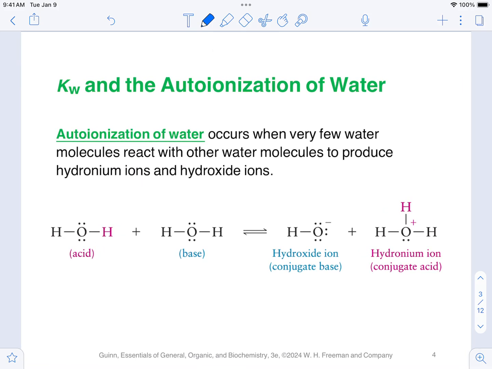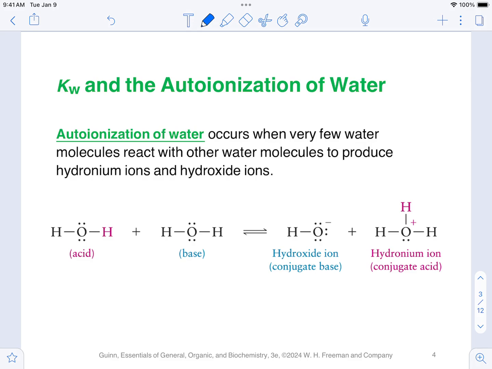So here is an important constant. It's called Kw. It's the autoionization of water. So water is the solvent in a lot of different things. It's the solvent in your cells. It's a solvent outside your cells, in blood, many other body fluids.